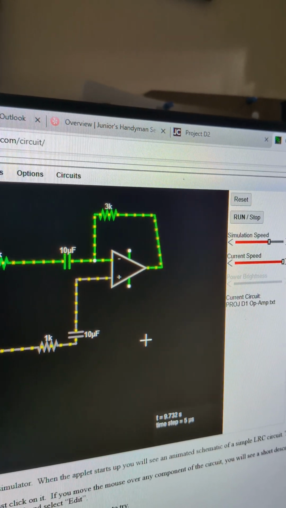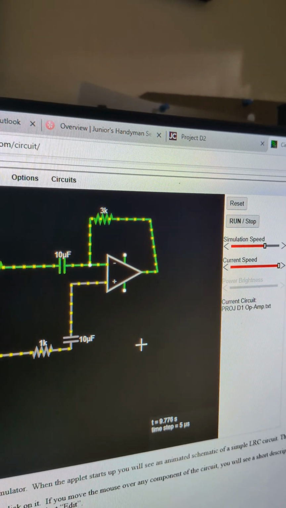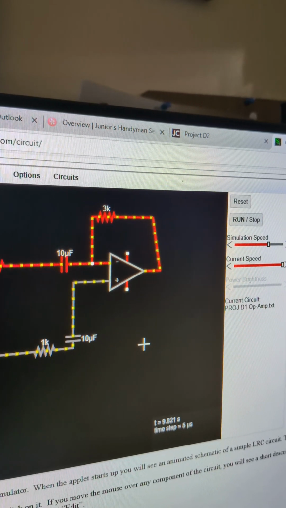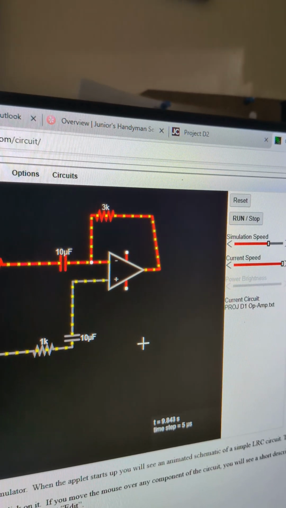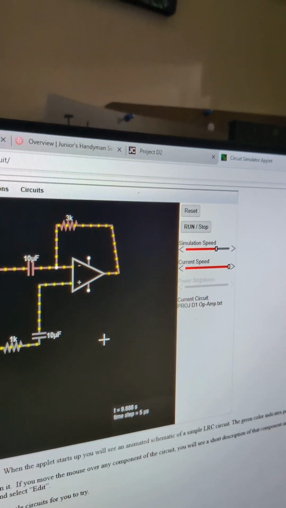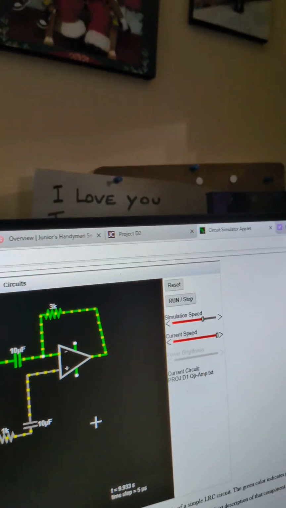This type of circuit is commonly used in audio systems to remove high frequency noise, in control systems to smooth out signals, or in sensor applications to filter out unwanted high frequency interference.